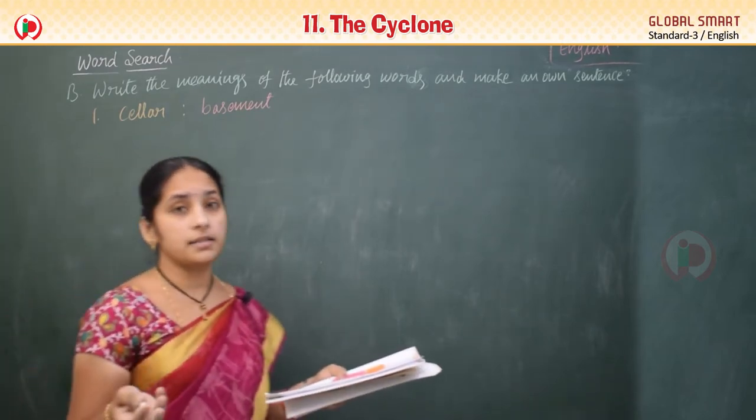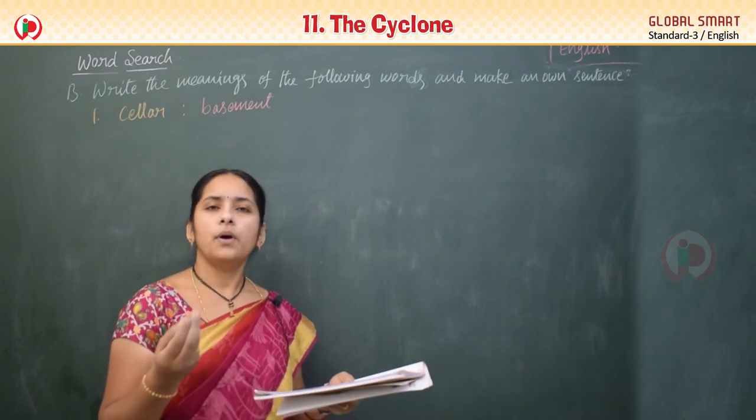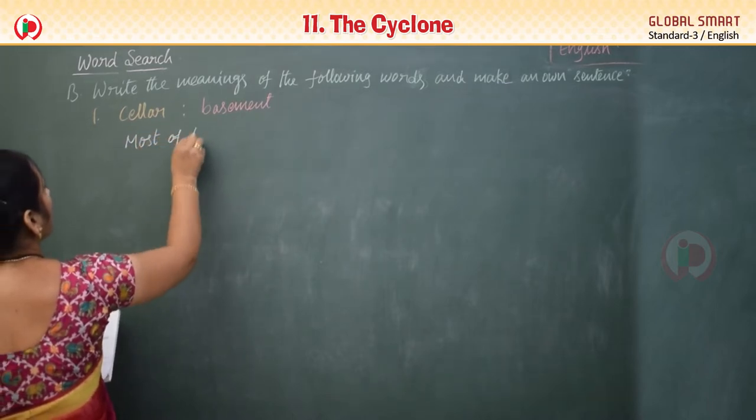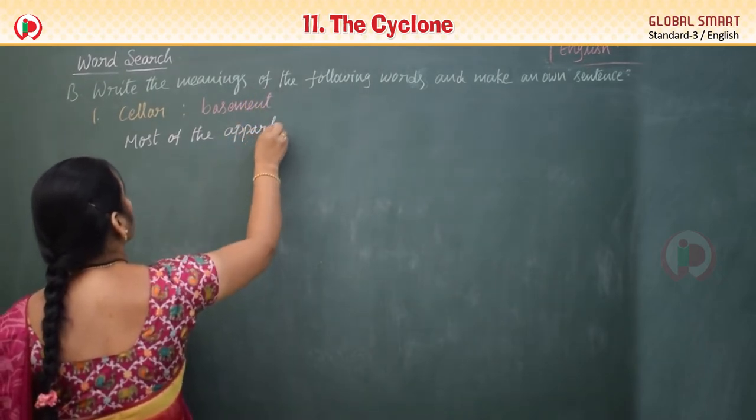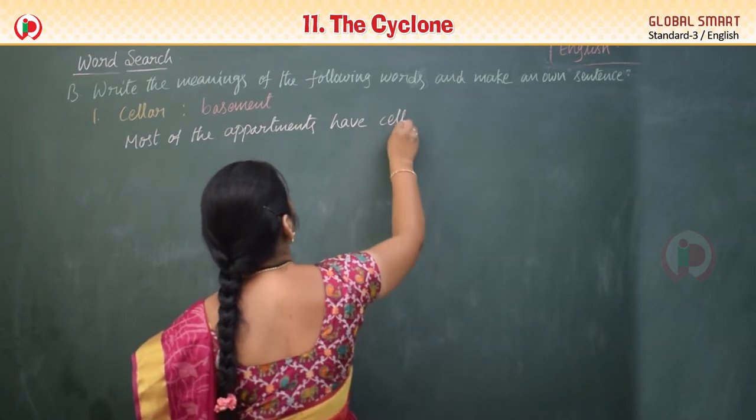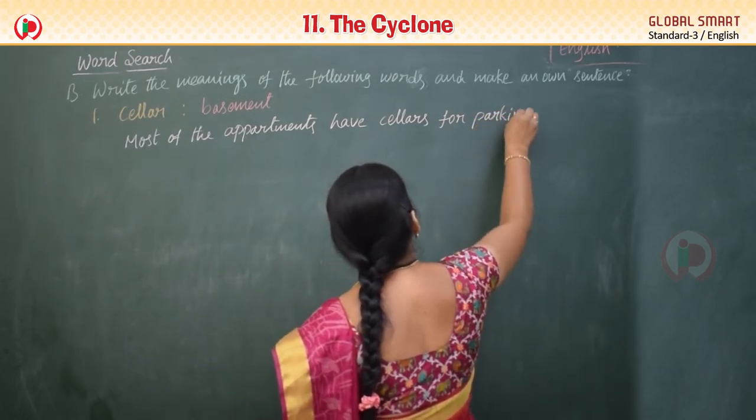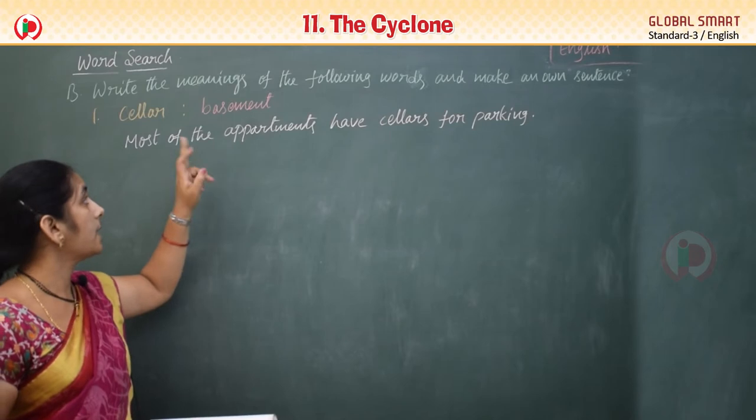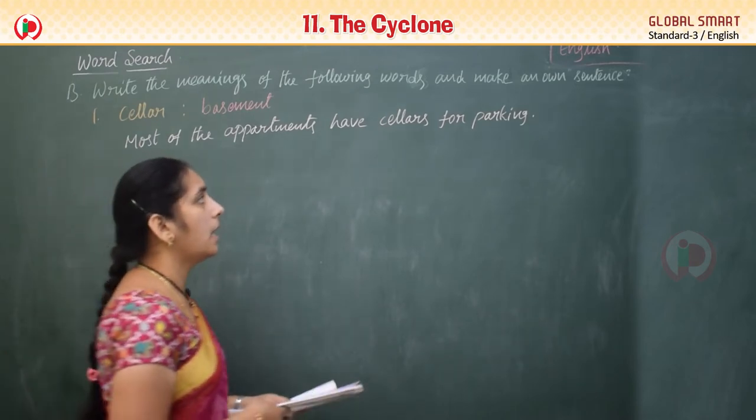So what can we write? You can say the house consists of 4 rooms, a kitchen and a storm cellar. That is from the lesson. Or else you can write, most of the apartments have cellars for parking. We park our vehicles in the cellars only, na? So that we can write. Most of the apartments have cellars for parking.